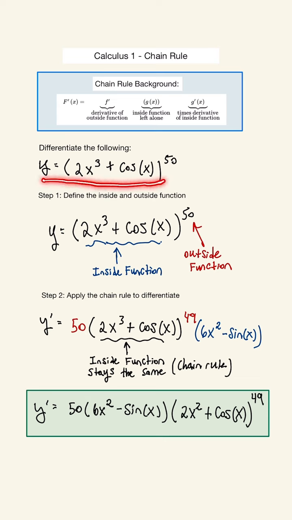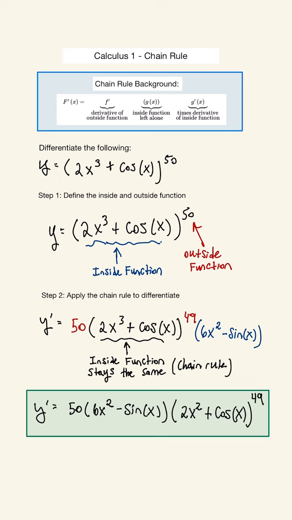So here we have y is equal to (2x cubed plus cosine x) raised to the 50th power. And the first step in using the chain rule to differentiate this function is we want to define our inside and outside functions. So it's very clear that our inside function will be the function that's contained within the parentheses, and the outside function will be what is raised to the power.